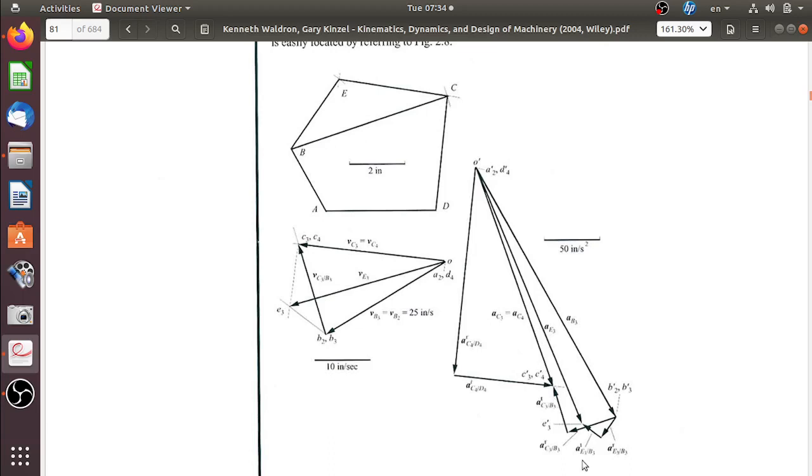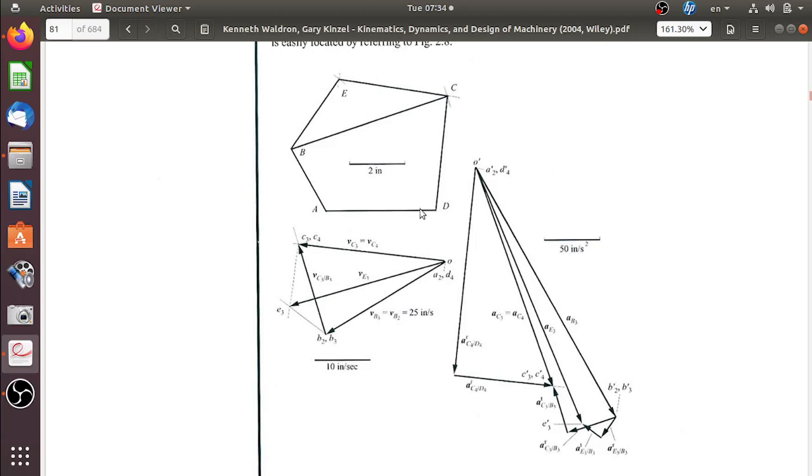Somewhere in this line I'm going to have my AC or C prime 3 or C prime 4, because that point C belongs to both link 3 and 4. So somewhere in this line it's going to be that C3 prime.